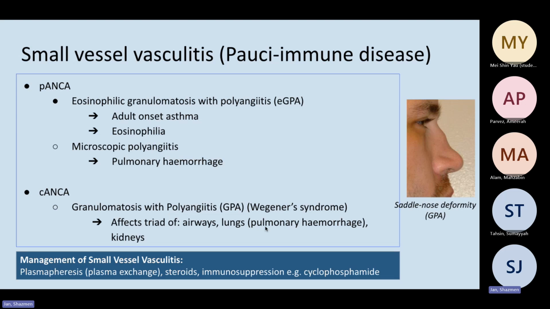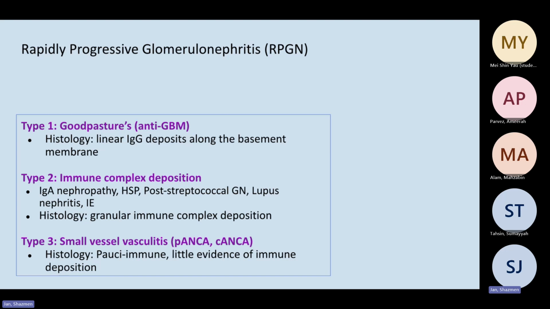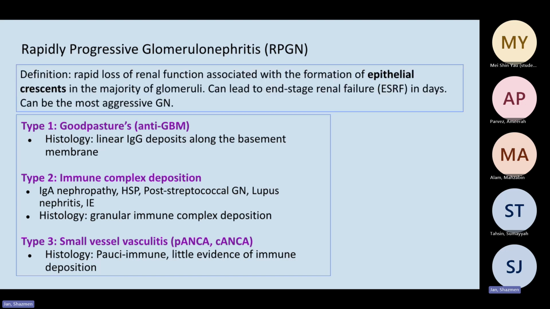To manage it, you would do something similar to what you did in Goodpasture's. So you do plasmapheresis, get rid of all the plasma and replace it with fresh plasma, give them steroids, and then suppress their immune system. So rapidly progressive glomerulonephritis is where there's a rapid loss of renal function, and it's characterized by loads of these epithelial crescents that are found in the glomeruli when you biopsy it.